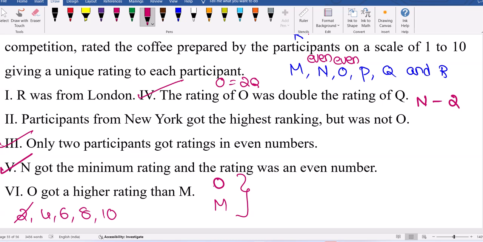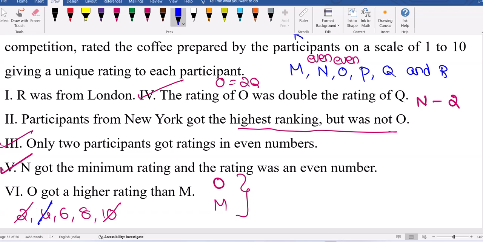O cannot be 10, because O is not the highest rating. So O can go for 4, 6, 8. And among 4, 6, 8, 4 is also gone because O is 2Q. 2 is already assigned for N. 4 is also gone. O can go for 6 and 8 only.